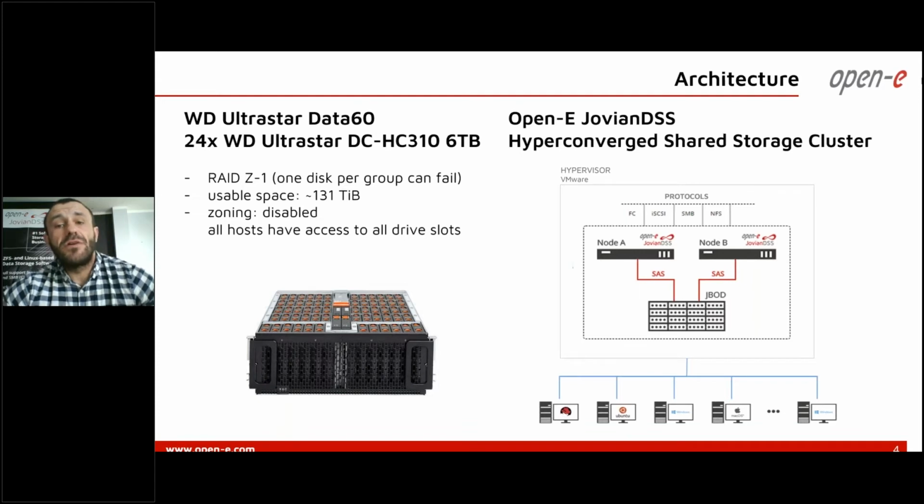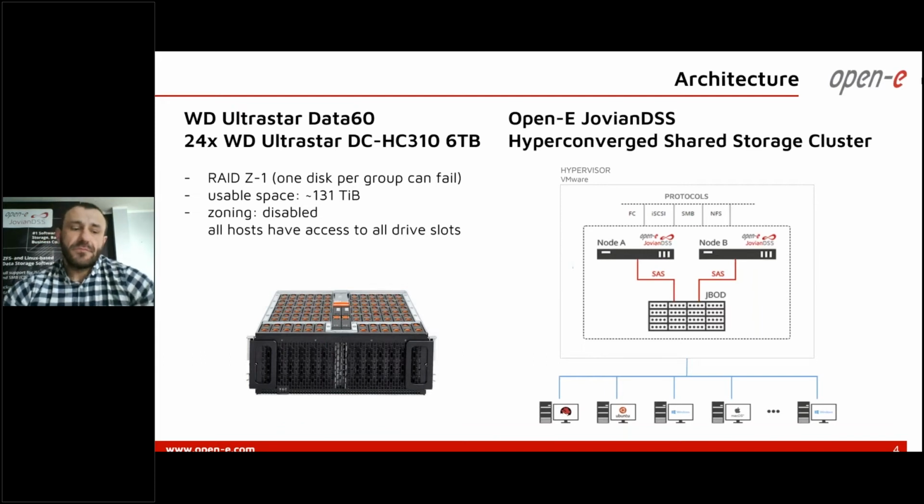That JBOD is connected to our hypervisor, to our VMware, where two virtual machines are connected to the JBOD, and on those virtual machines we of course have two JovianDSS nodes installed and configured as a hyperconverged shared storage cluster. And one piece of information about zoning that Cagatay also described earlier: we have disabled zoning here to achieve, of course, our goal, so an HA cluster with shared storage.